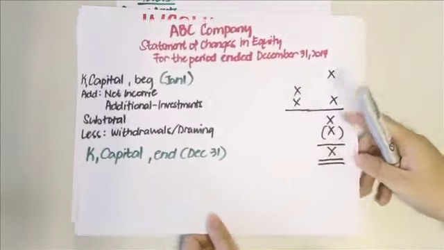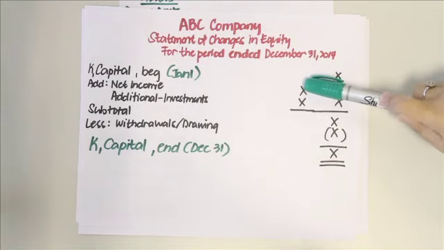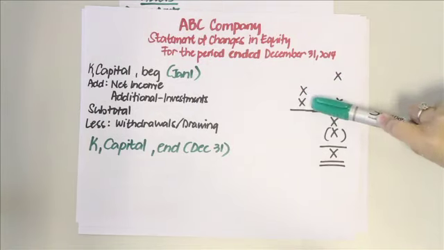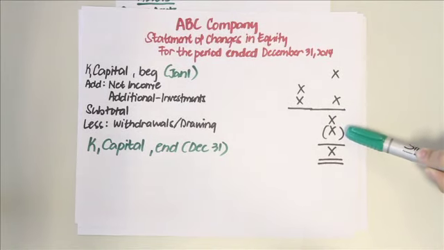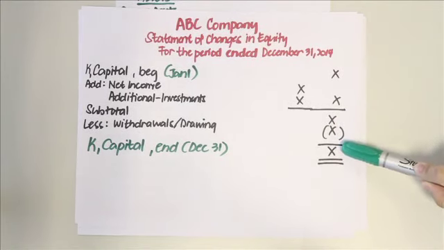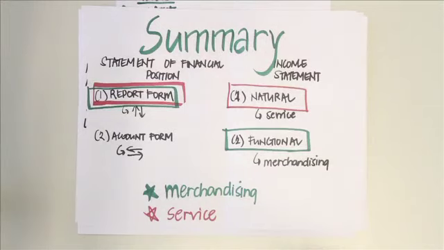And lastly, we have your statement of changes in equity. So there's only one format for both the service business and the merchandising business. And the contents would basically be your beginning capital, and then you add your net income for the period, your additional investments, get the subtotal, deduct all your withdrawals, and then you get the capital end, which goes into your financial position.